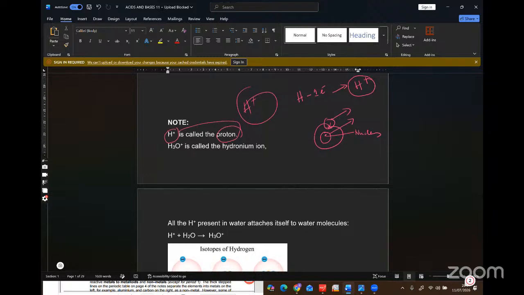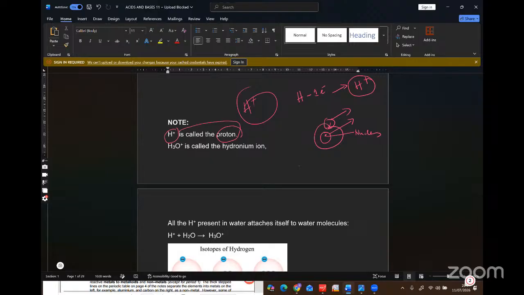So why is this called a proton? It is called a proton because when it loses an electron, whatever is left is only the nucleus. And inside the nucleus of the most abundant form of hydrogen is a proton. It doesn't have a neutron. So you define it as a proton.